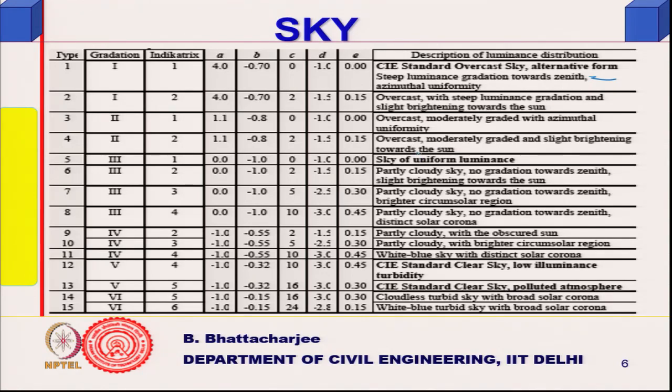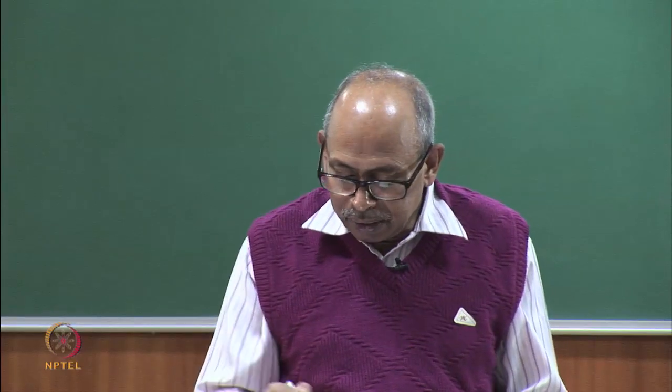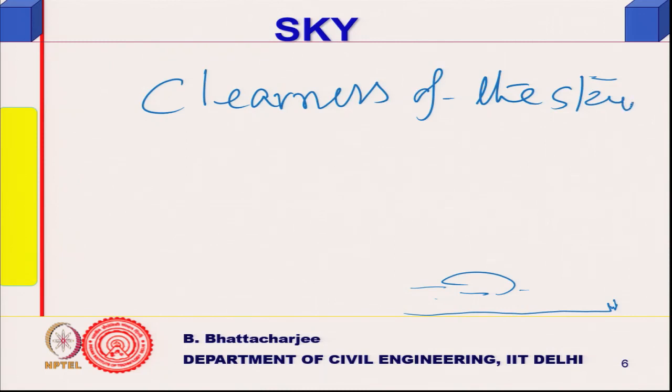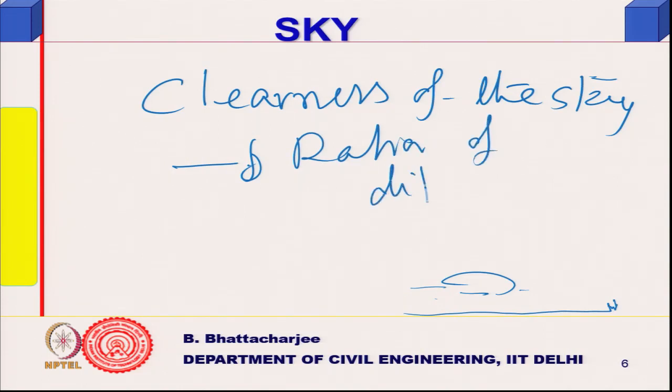Overcast with luminance, partly cloudy, and the cloudless turbid sky, white-blue turbid sky, so this is more towards clear sky, CIE standard clear sky, or something for a polluted atmosphere. So, clearness of the sky is a function of, it depends on the ratio of diffuse to total.